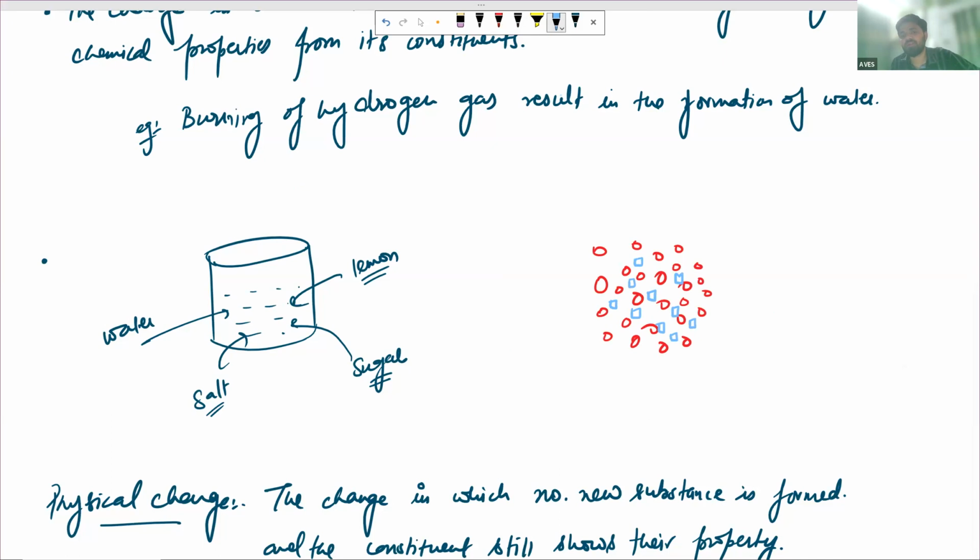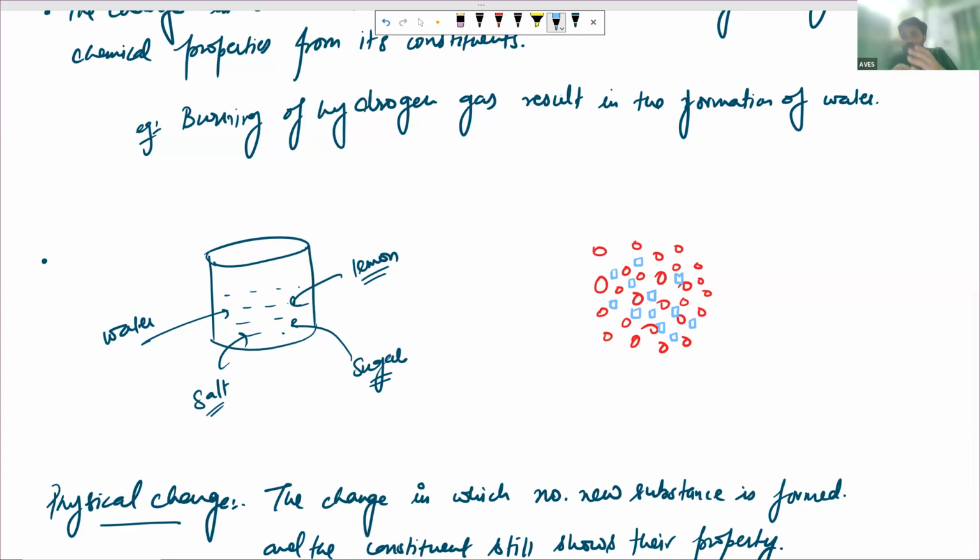When all the intermolecular space gets filled, the solution becomes saturated and no more salt can be added to it. So this is a physical change, and it can be easily separated using physical methods like boiling, evaporation, condensation, sublimation, and decantation. They can be separated by different physical methods.